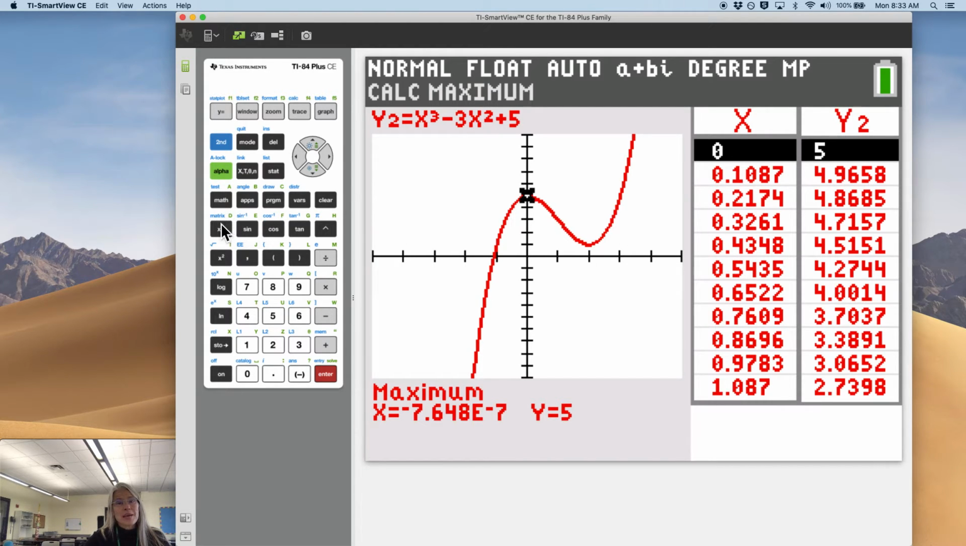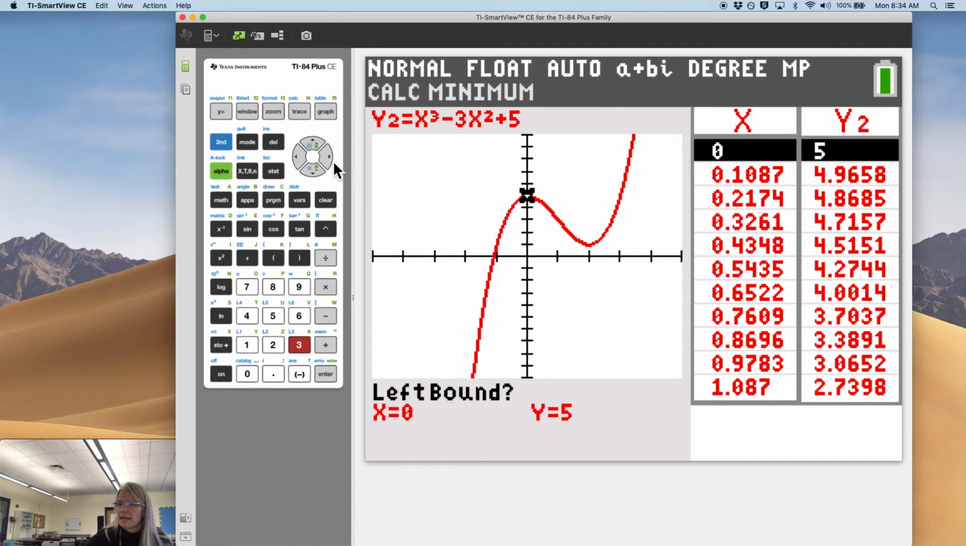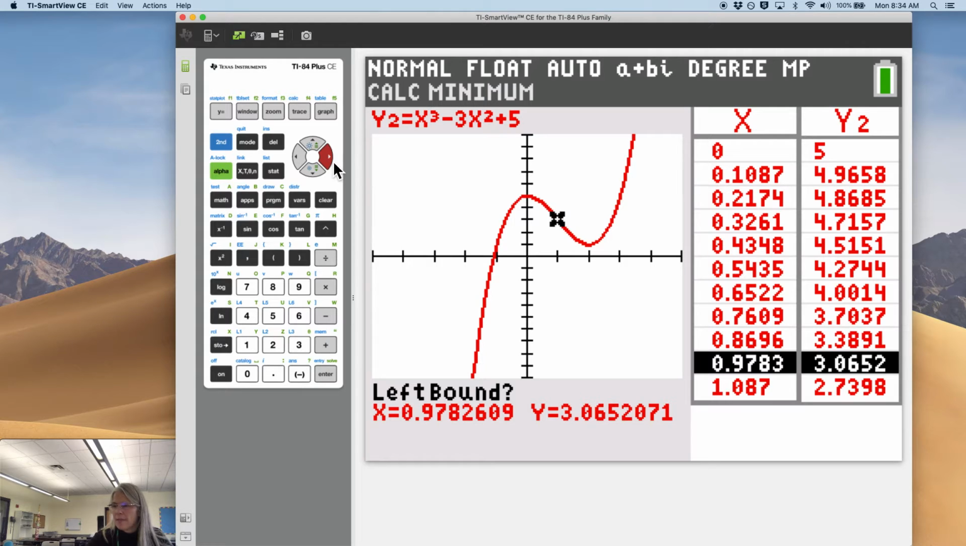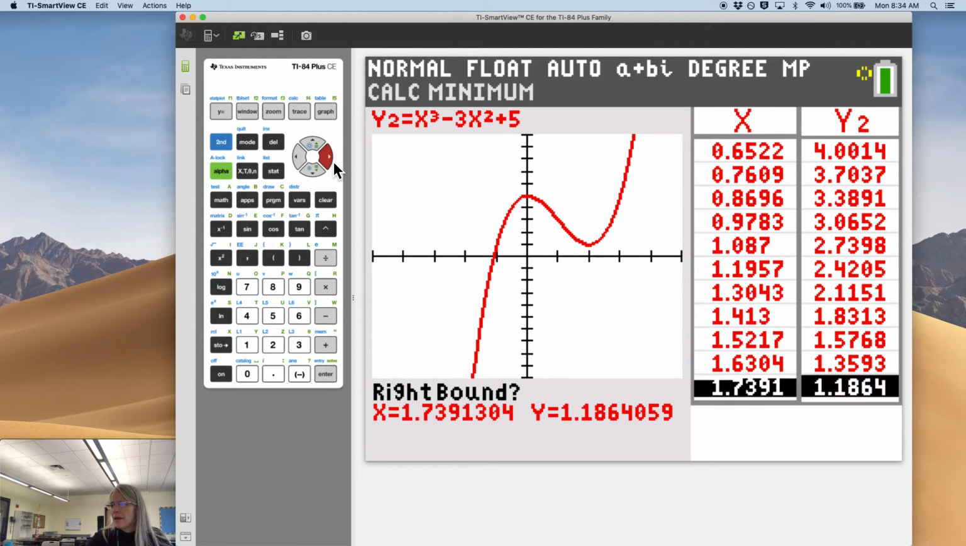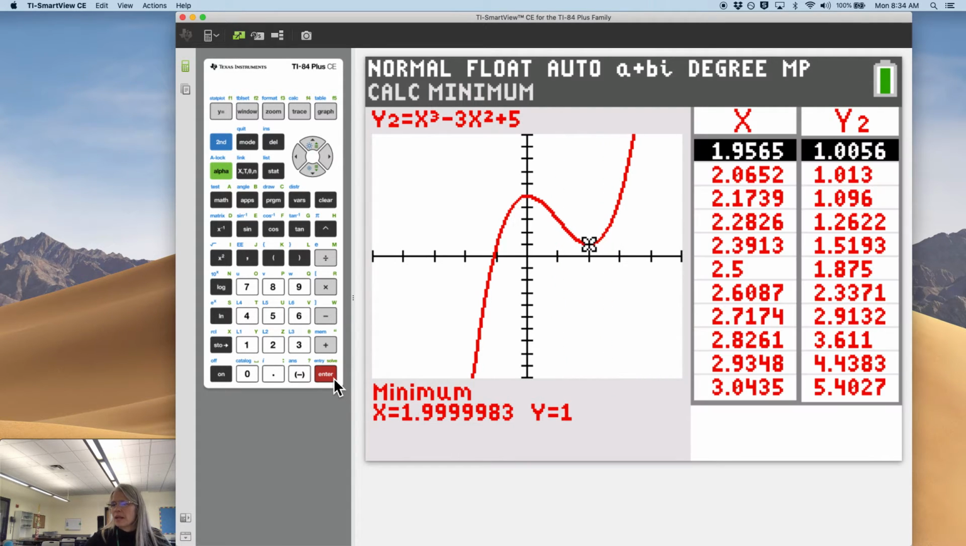So why don't you take a minute to see if you can figure out how to do your local minimum now that we've just gone through the local max. All right, and I'll go over that right now. So I want a second calc. I want to do the minimum. So that's going to be number 3. I hit enter and I go over here and do my left bound, and then I'm going to do my right bound, and I'm going to hit enter. And there it goes. It gives me my y value.